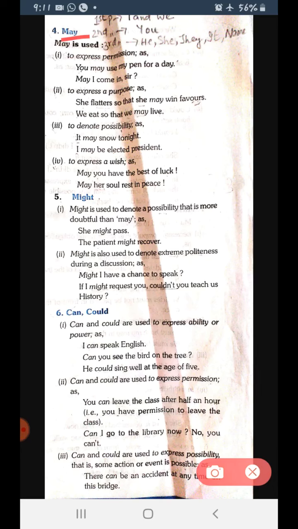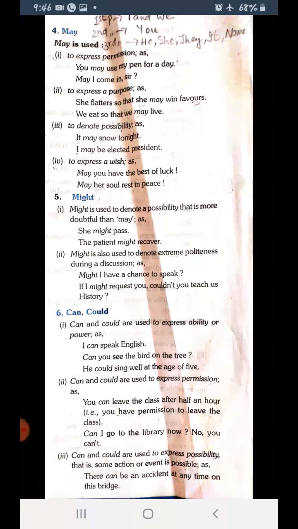May is used, number 1, to express permission. Here may is used to show permission. Example number 1, you may use my pen for a day. Next is, may I come in, sir? So here may shows permission.